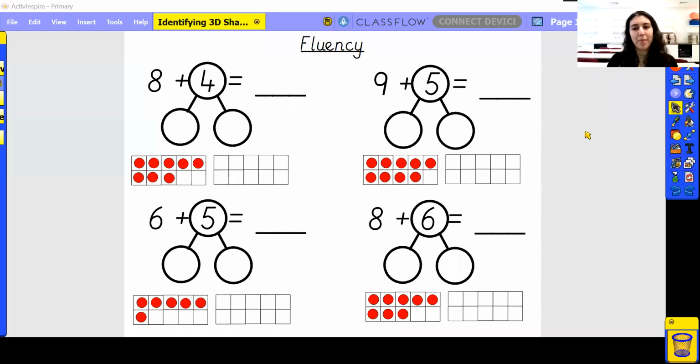Hi you two, welcome to your math lesson for today. So we're going to carry on with our fluency, looking at the bridging 10 or make 10 strategy.